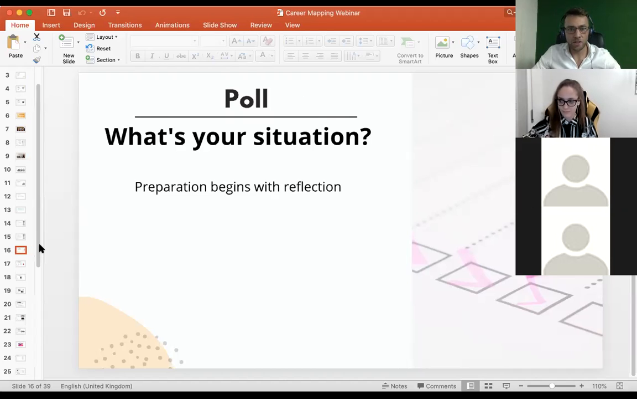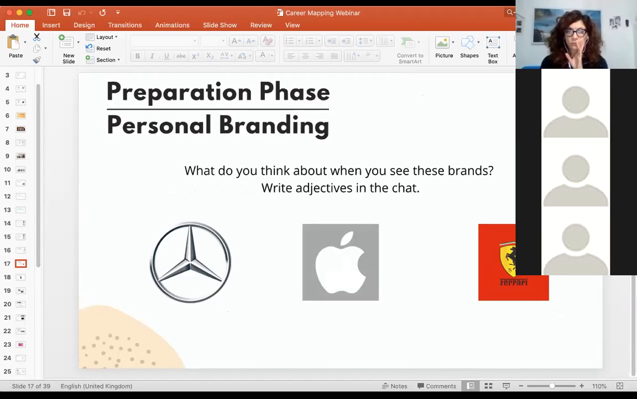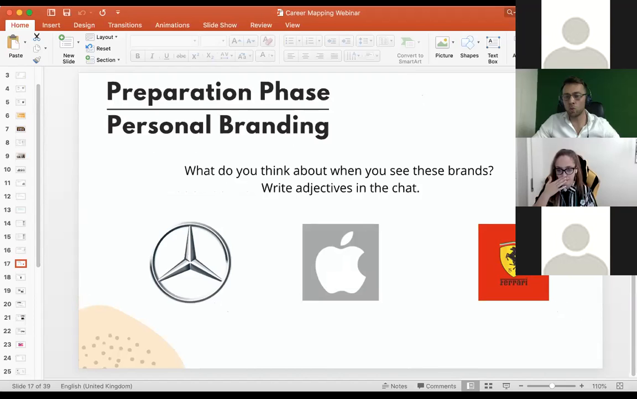And I will continue. So we do the analysis before we go into the first module, which is personal branding. So using the chat, when you see these symbols, these brand logos, what comes to mind? What words, what adjectives? What do these represent in your mind? Just write them in the chat.